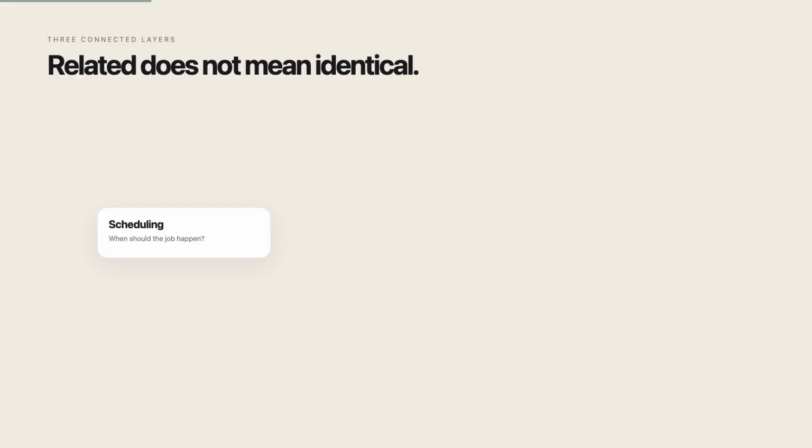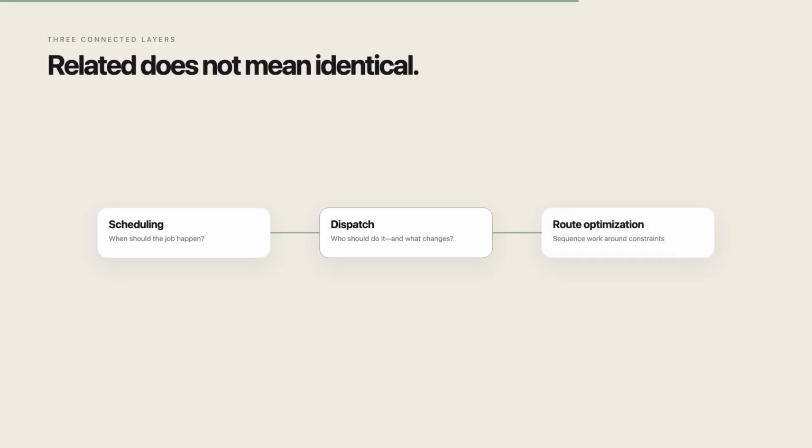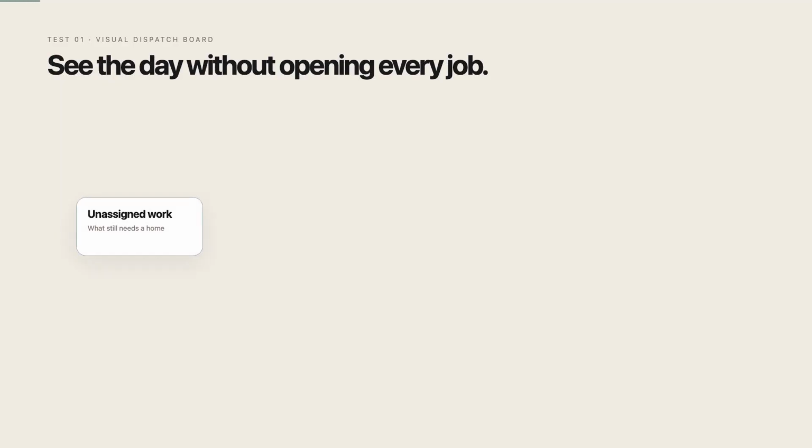First, what is HVAC scheduling software? HVAC scheduling software helps an office book service calls, place them on a calendar, assign technicians, adjust the plan during the day, and keep the field team and customer informed. Scheduling answers when the job should happen, dispatch answers who should do it, and what changes when the day goes wrong. Route optimization is another layer that helps sequence work around travel and other constraints. Those terms are related, but they are not identical.